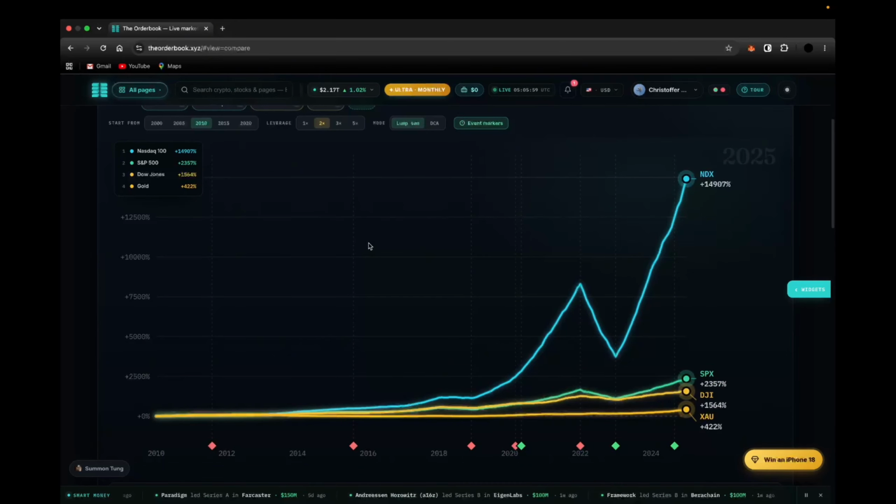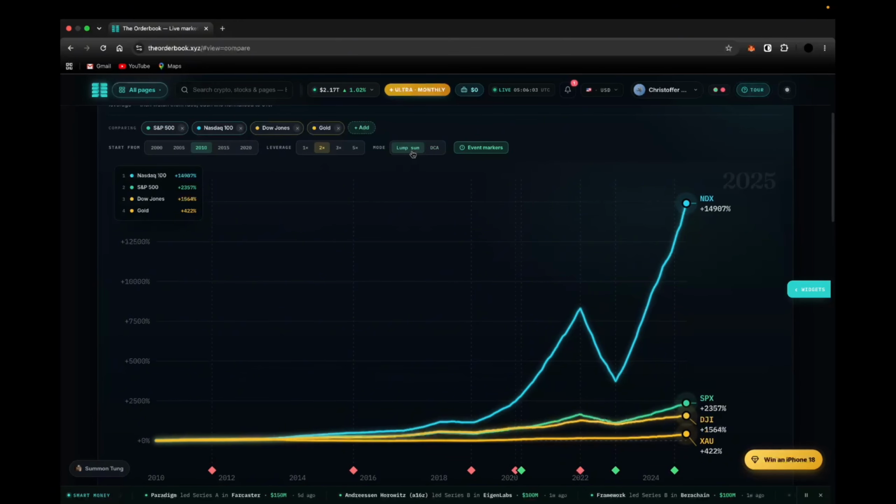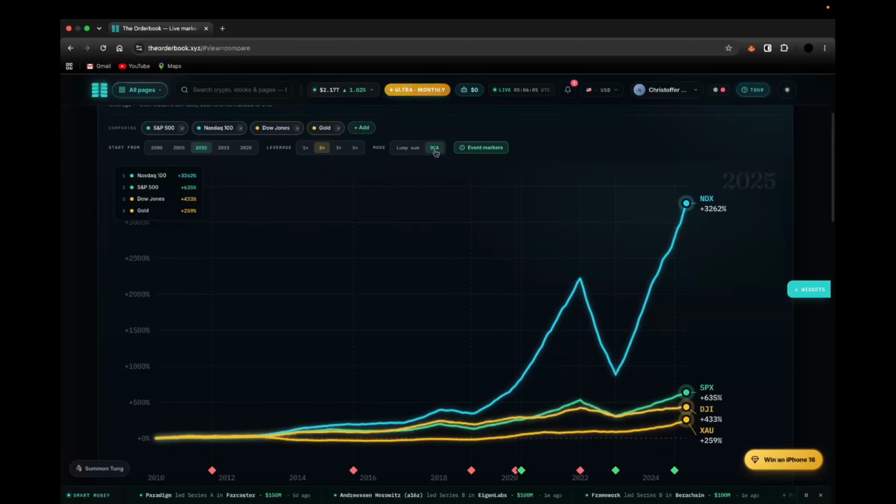You can also switch between lump sum and DCA. Lump sum means investing everything at once. DCA means dollar cost averaging, where you invest smaller amounts regularly over time. So this lets you compare two investing styles and see how they would have performed.